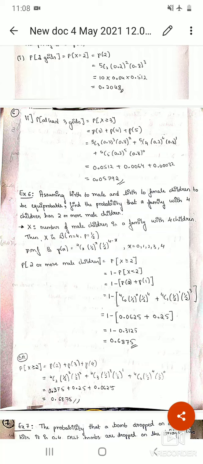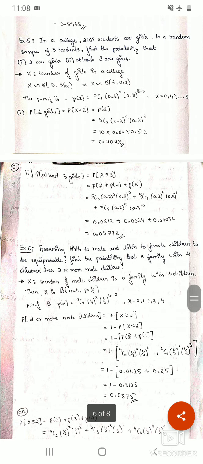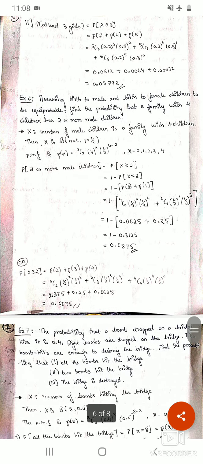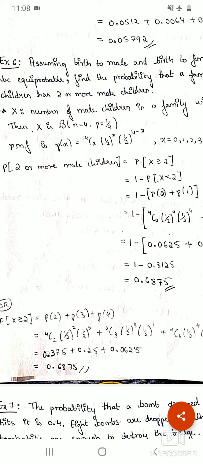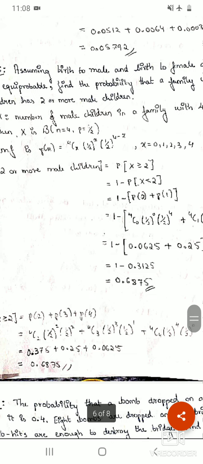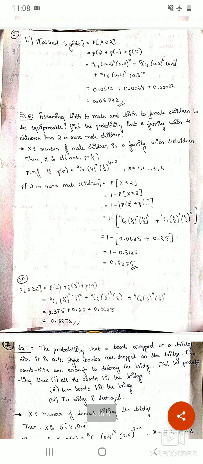So in the previous video we had solved 5 problems on binomial distribution. Today we will continue with the problems. The sixth problem is: assuming birth to male and birth to female children to be equiprobable, find the probability that a family with 4 children has 2 or more male children.